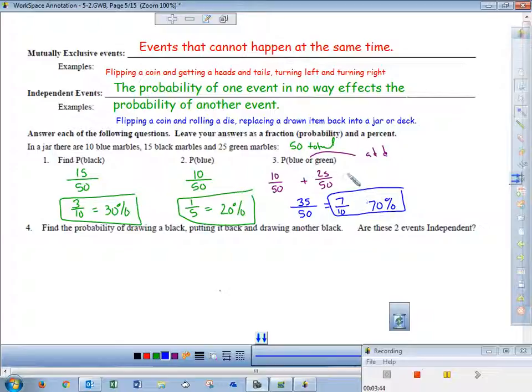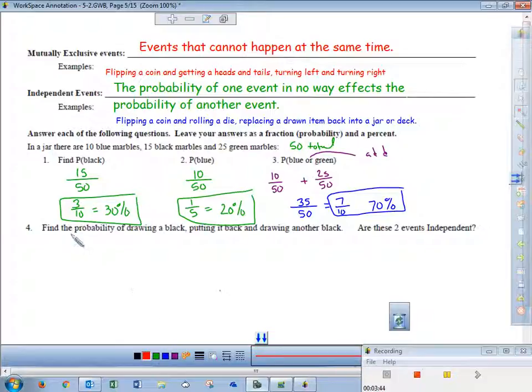Another way you could think about that is if there's only 3 colors, a blue and a green, and there's a 30% chance of pulling a black out, then there's got to be a 70% chance of pulling anything else out because those are all the other marbles. So it's just kind of nice to see that our numbers match up.